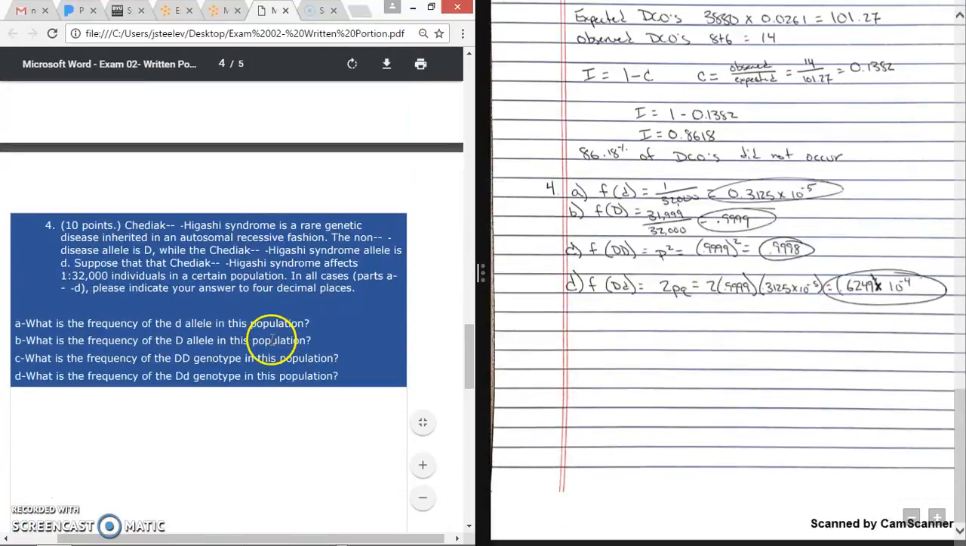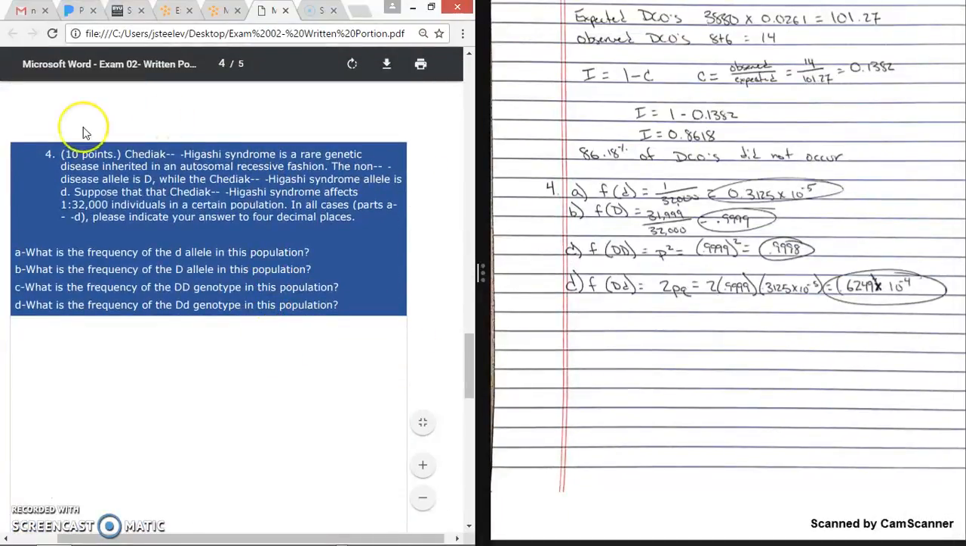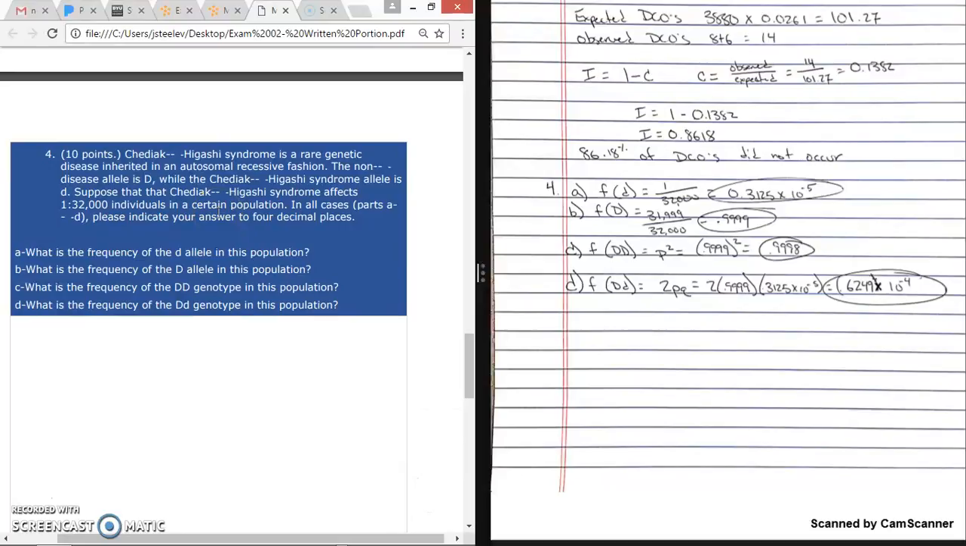Moving on to 4. So 4A, what's the frequency of the D allele in this population? This one's a little bit different than the first one since it's an autosomal recessive. The non-disease allele D, let's see, the syndrome affects 1 in 32,000 individuals in a certain population. In all cases, indicate your answers to 4 decimal places.